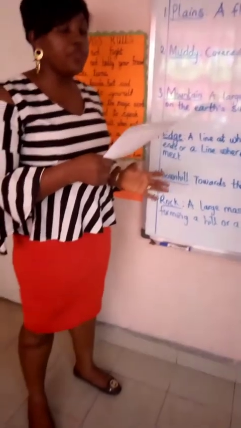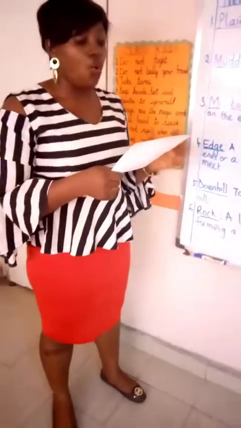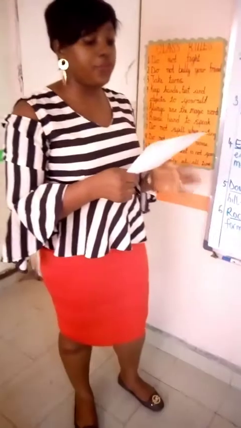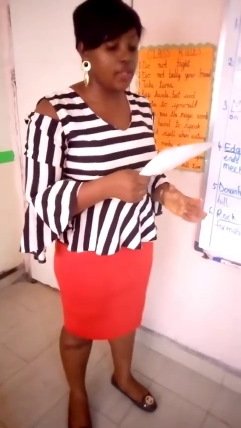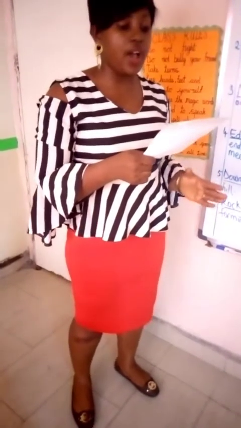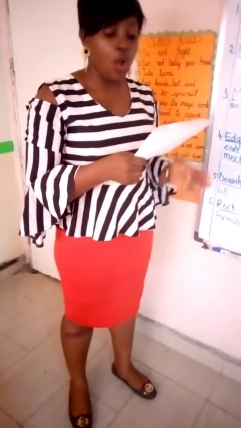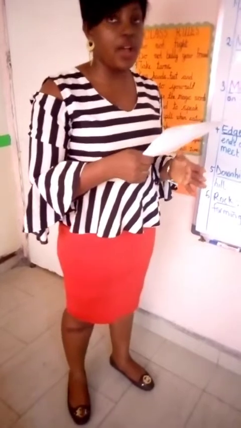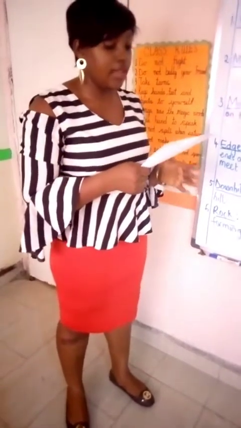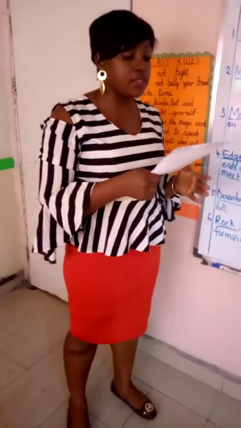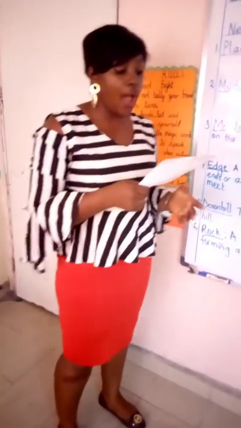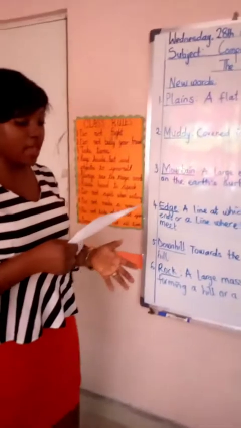where does the river flow down? Number 2 says, where does the river begin? Number 3 says, what happens when the snow melts?